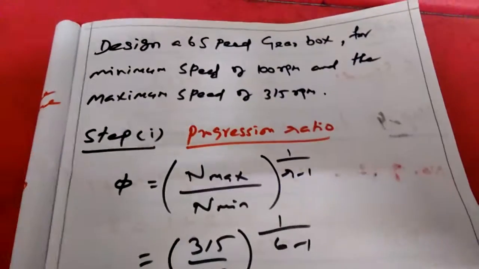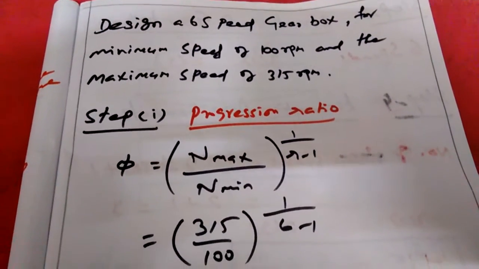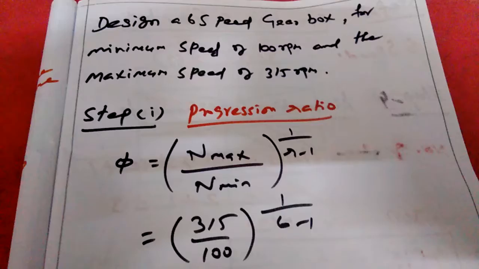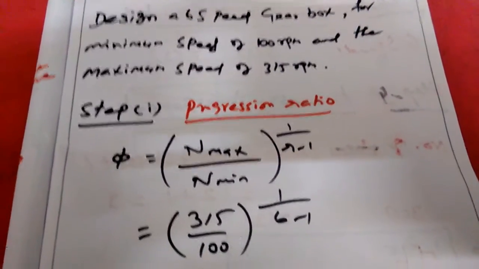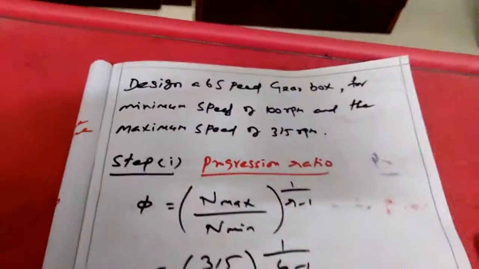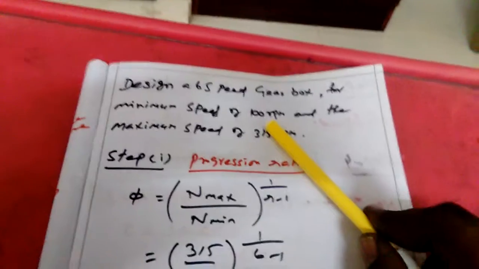Okay, for example, now we are going to see a 6-speed gearbox, how to design the 6-speed gearbox. The problem is to design a 6-speed gearbox for a minimum speed of 100 rpm and a maximum speed of 315 rpm.